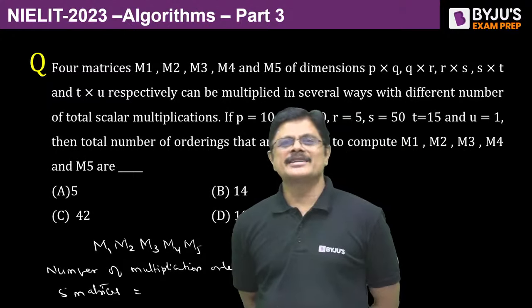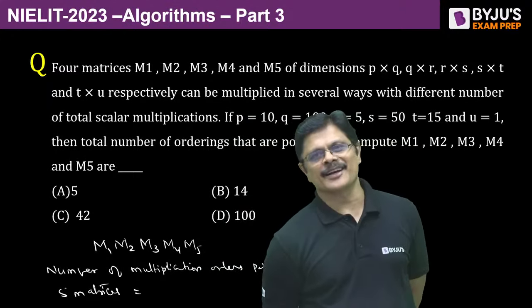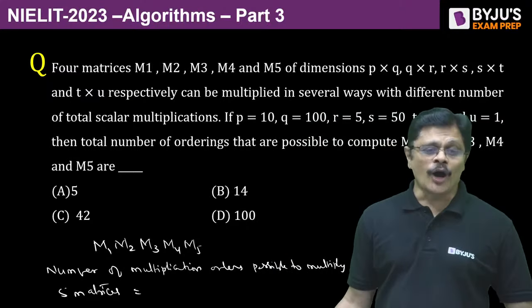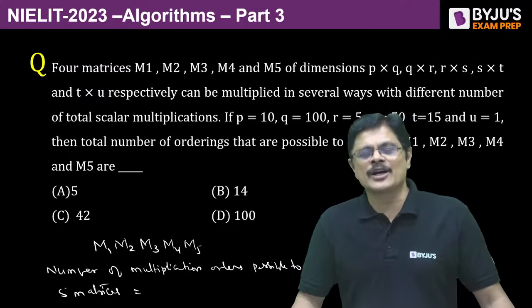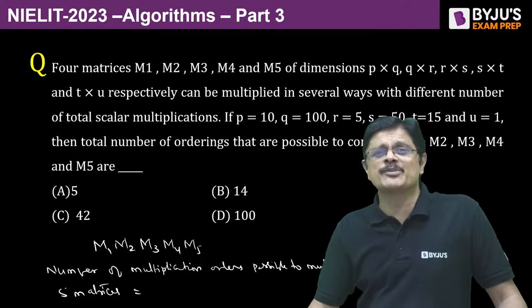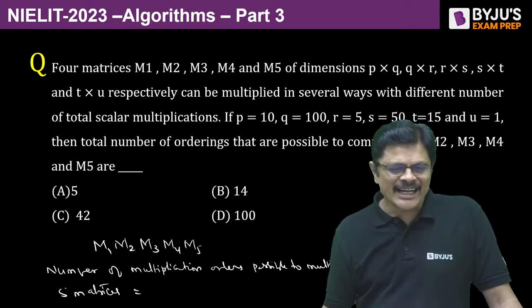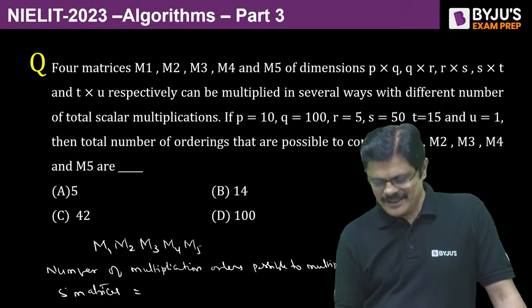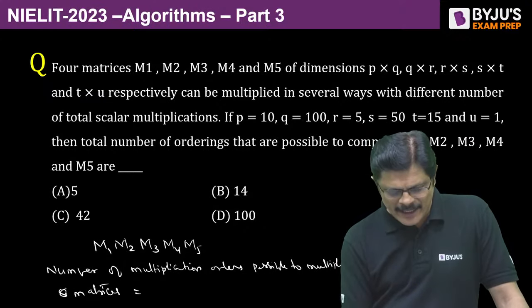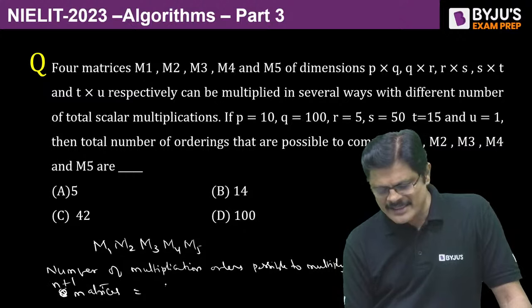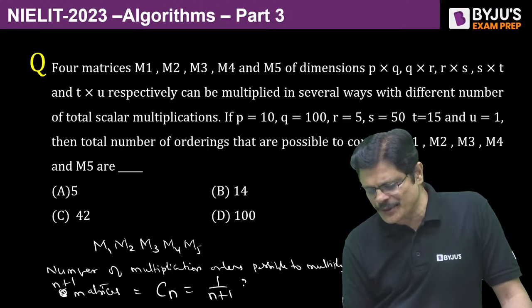Babu, don't do matrix chain multiplication. Hear the question carefully. It is not about the answer. It is about how many orders you can multiply the matrices. The number of matrix multiplication orders possible for n plus 1 matrices is given by Catalan number Cn, which is 1 by n plus 1 times 2n C n.